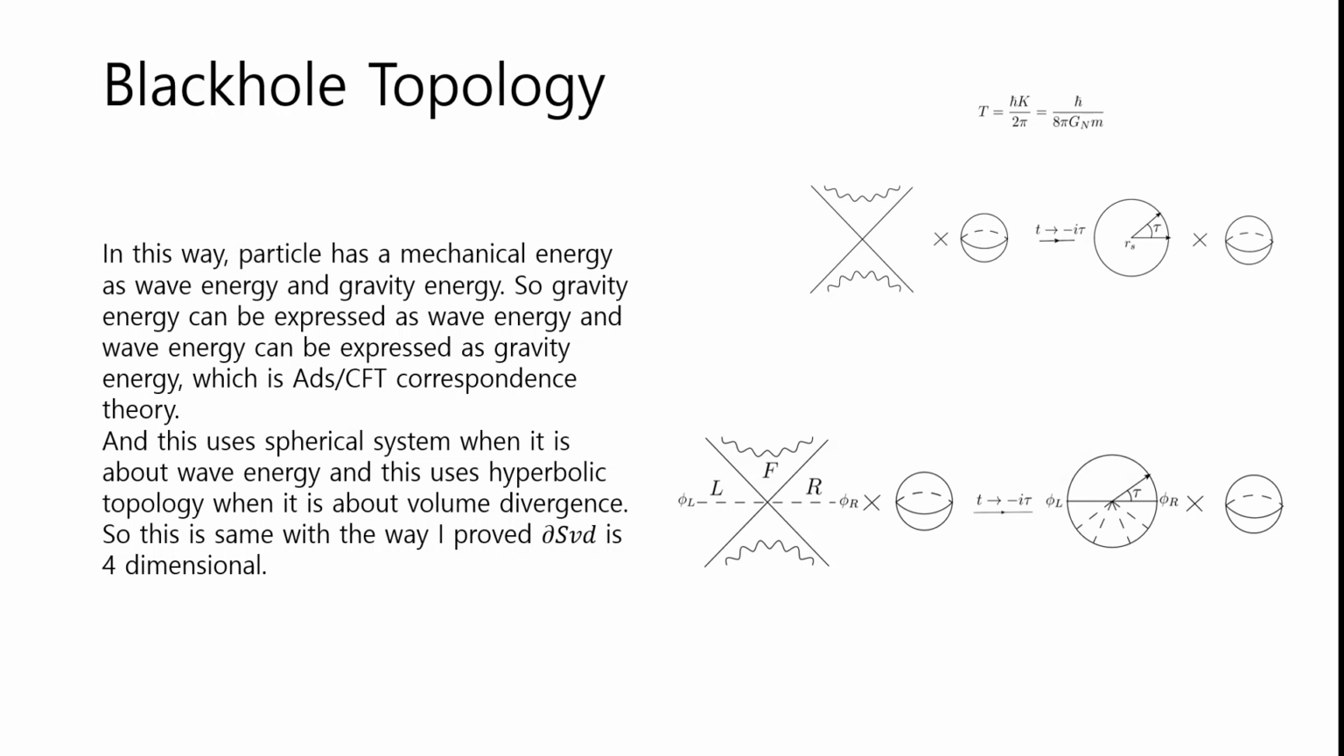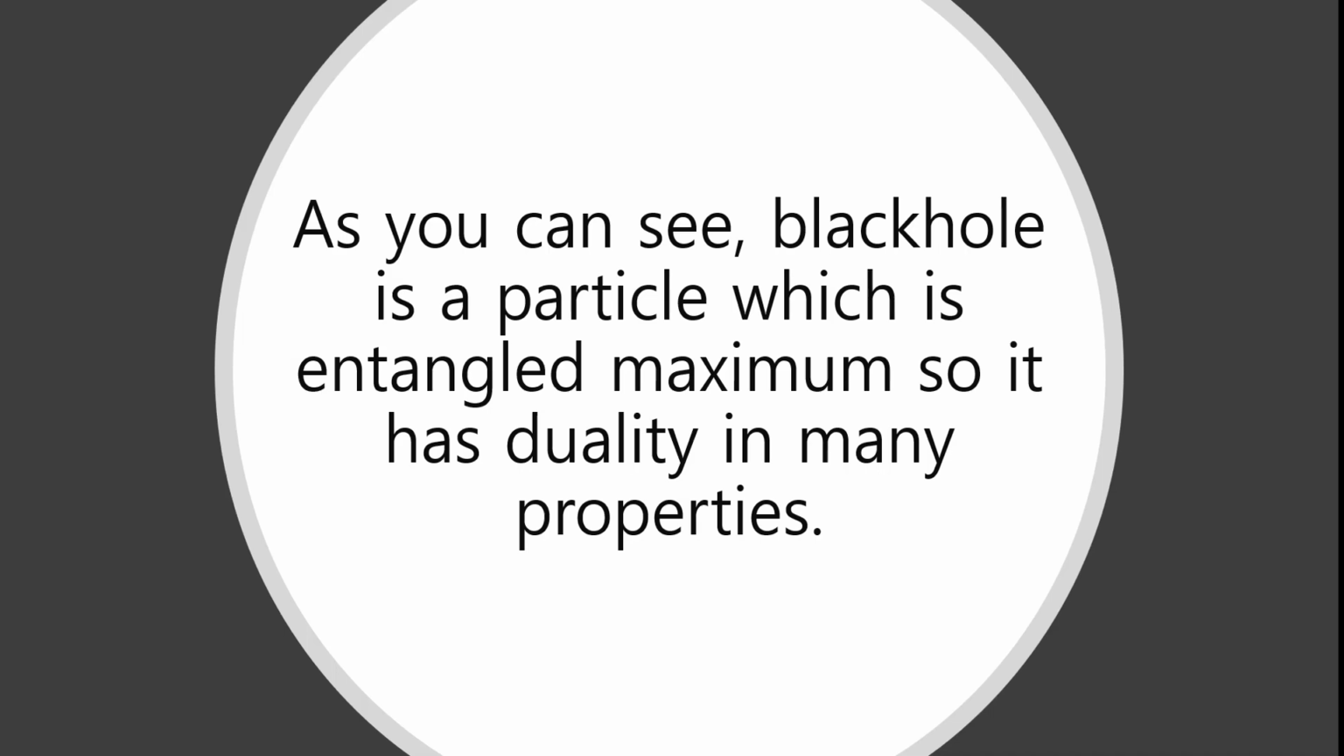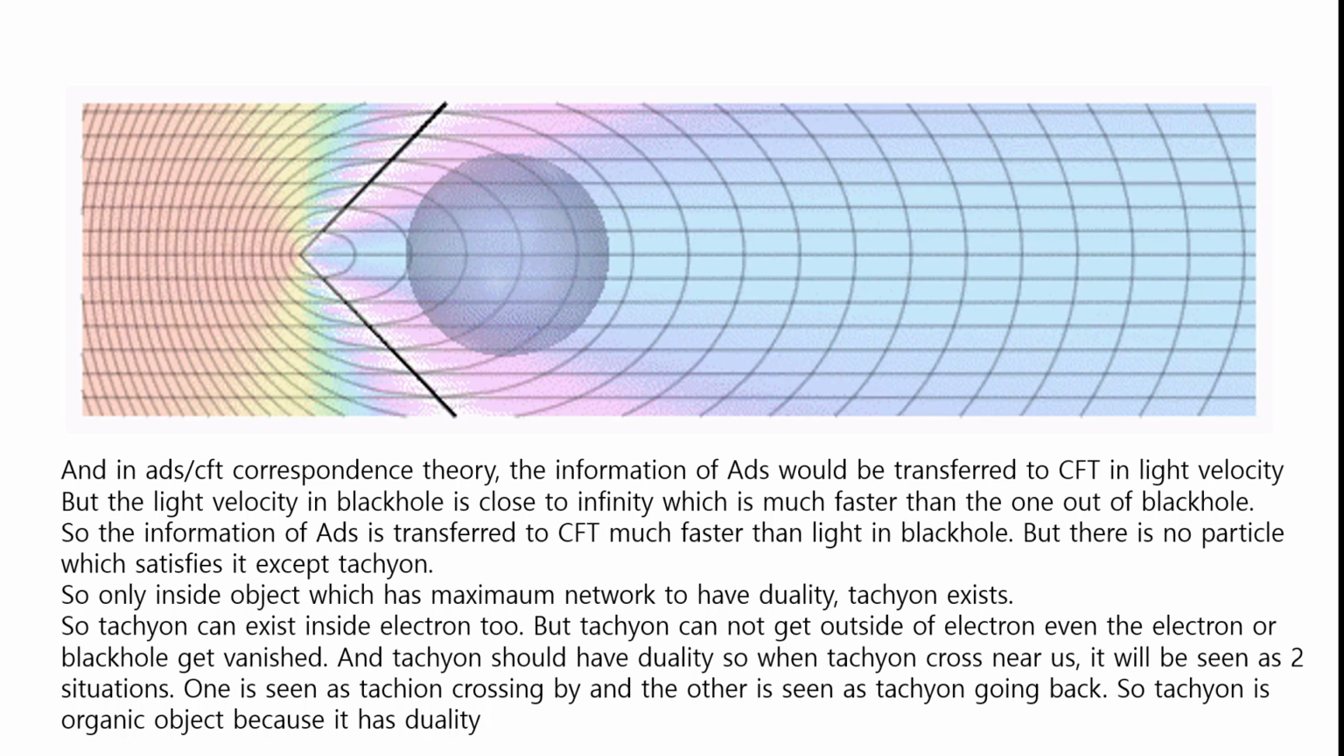So gravity energy can be expressed as wave energy, and wave energy can be expressed as gravity energy, which is the AdS/CFT correspondence theory. And this uses a spherical system when it is about wave energy, and this uses hyperbolic topology, which is about volume divergence. So this is the same as the way I proved this. As you can see, a black hole is a particle which is maximally entangled, so it has many duality properties.